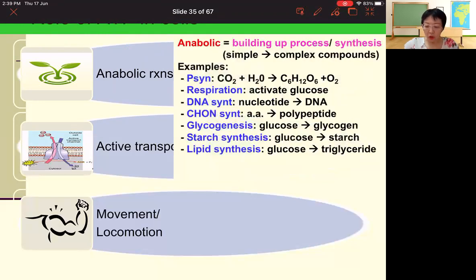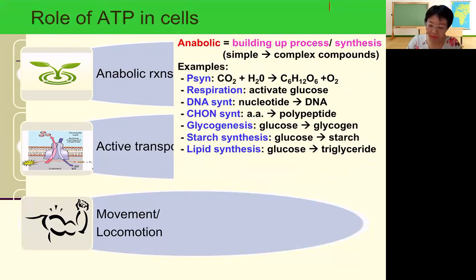Okay. So anabolic reaction is a building up process, or another word, synthesis, right? Because you take simple molecules, you join them up, they become complex compounds, right? So for example, in photosynthesis, CO2 and water are simpler molecules, and you join them up to form the more complex molecule like carbohydrate, sugar. So this is anabolism. Respiration, when you activate the glucose, you add another molecule to the glucose. This is called anabolic reaction as well.